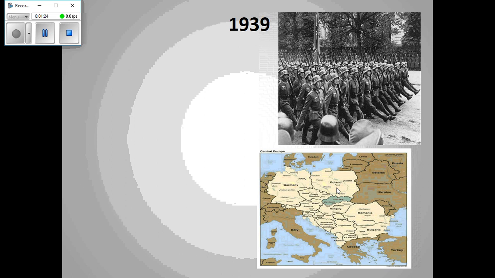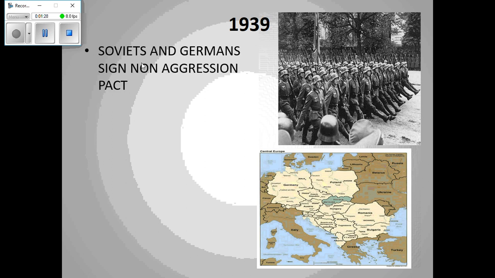So he signs a secret agreement, the German-Soviet non-aggression pact, and basically Stalin and Hitler agree to split Poland up. It's a scam. They're acting like they're friends, but they hate each other and don't trust each other. They just aren't going to fight over Poland. They're just going to split it. So with that done, Germany is going to invade Poland on September 1st, 1939.